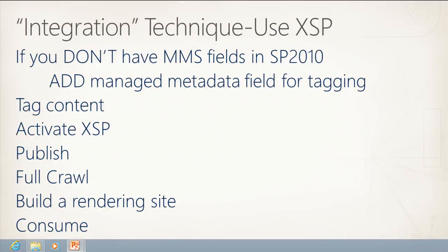You want to tag your content. You want to activate the cross-site publishing feature on your site collection. After you do that, you're going to do a full crawl. After you've tagged your content, the full crawl is then going to pick up those tags, push those over to tag and term sets, push those into the search index, and now you're able to take advantage of some of the search-driven pages on the rendering side.